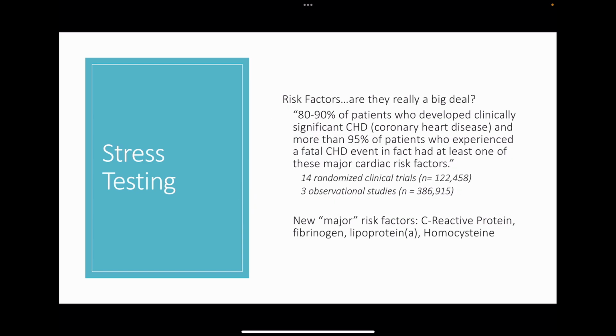So risk factors, are they really a big deal? Yes, they are. 80-90% of patients who have clinically significant coronary artery disease, and more than 95% of anyone who experienced a fatal coronary heart disease event, had at least one of the major cardiac risk factors. Okay, 95% had at least one of them.